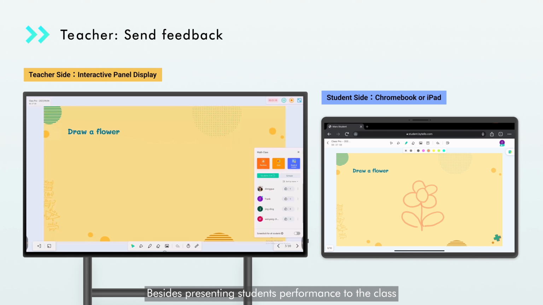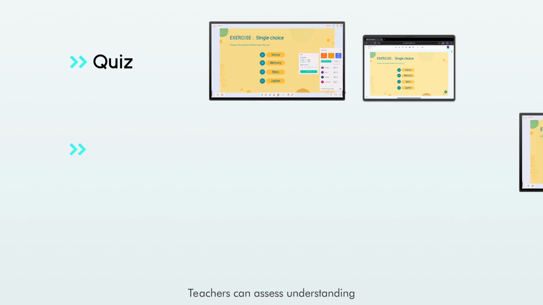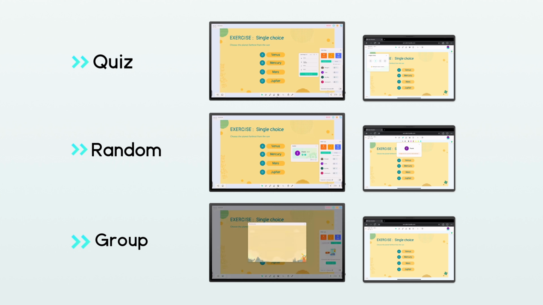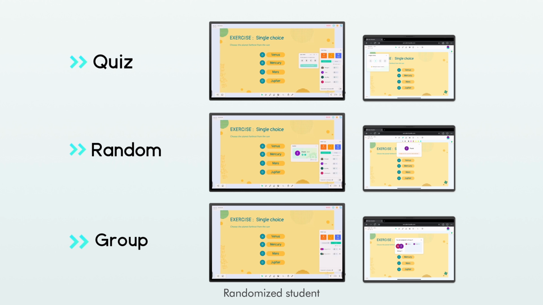Besides presenting students' performance to the class, teachers can also use the evaluation function to provide feedback on students' performance and inspire motivation and confidence. The teacher can assess understanding by randomly selecting a student or asking the whole class a question. Randomized student groups can be created for collaboration.